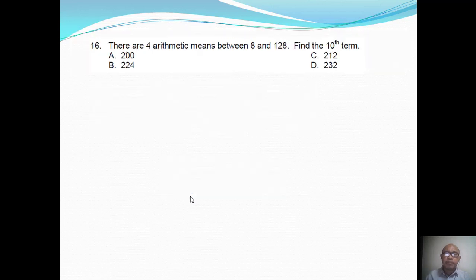Next problem. There are 4 arithmetic means between 8 and 128. Find the 10th term.